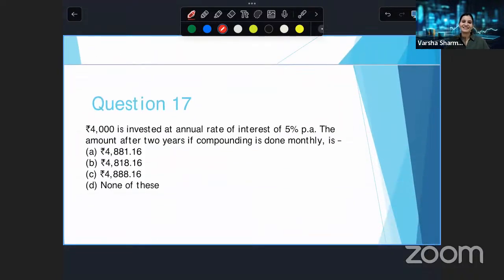17. Rupees 4,000 is invested at annual rate of interest of 5%. The amount after 2 years, if compounding is done monthly. So after 2 years, how many installments are we talking about?